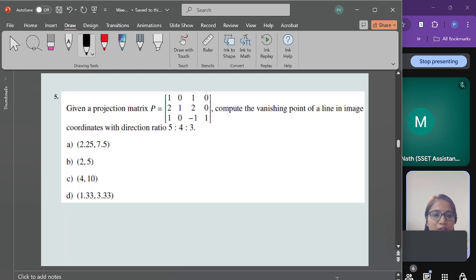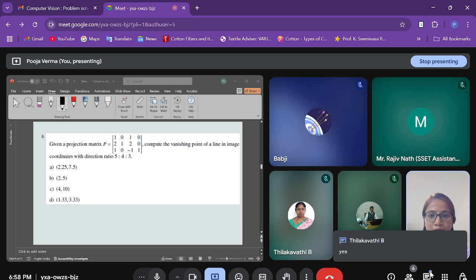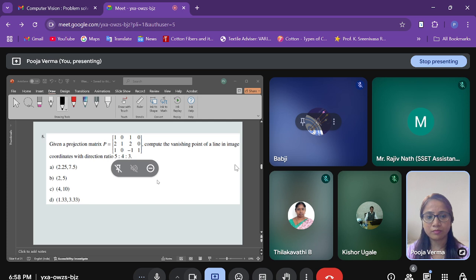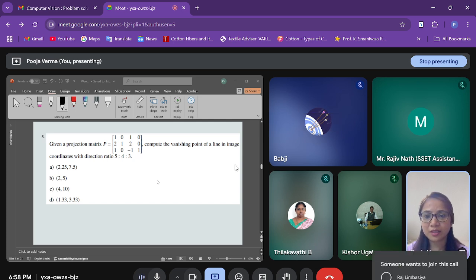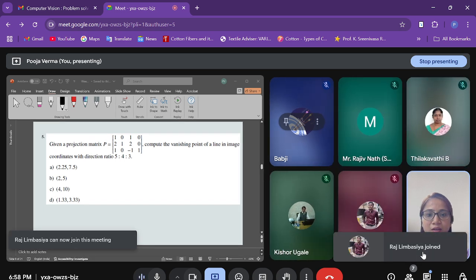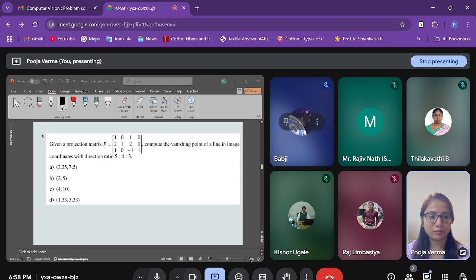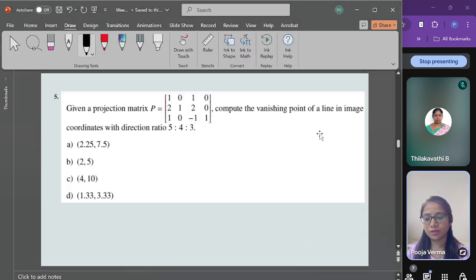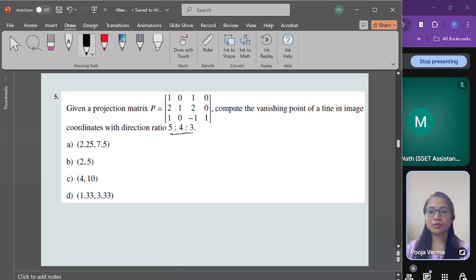Okay, now the next question is question number 5. Here also the projection matrix is given. Compute the vanishing point of a line in image coordinates with direction ratio 5:4:3. So here again the projection matrix is given. Now we need to calculate the vanishing point of a line in image coordinates with this direction. So how can we move forward with this question? Does anyone have any idea?